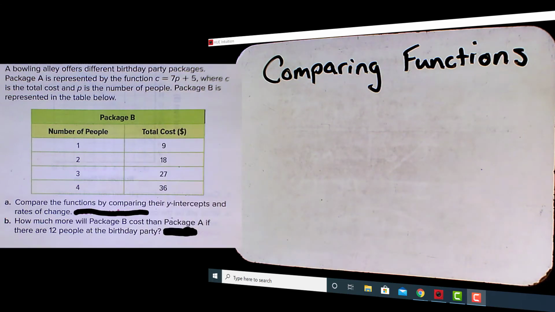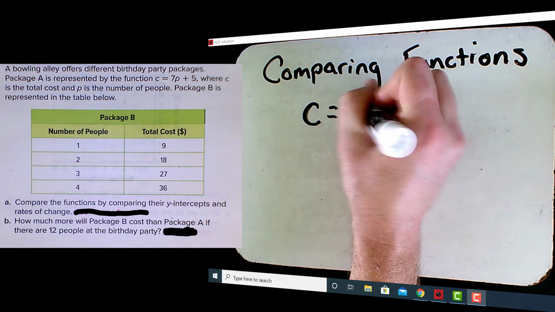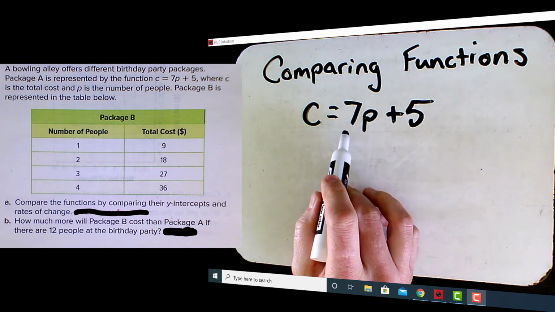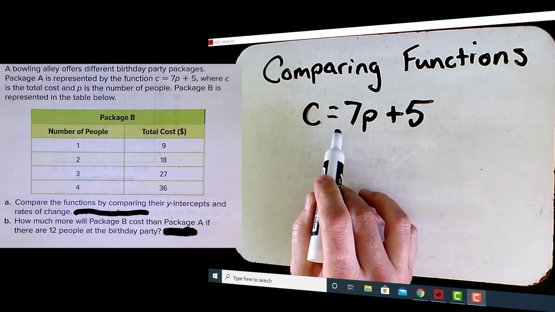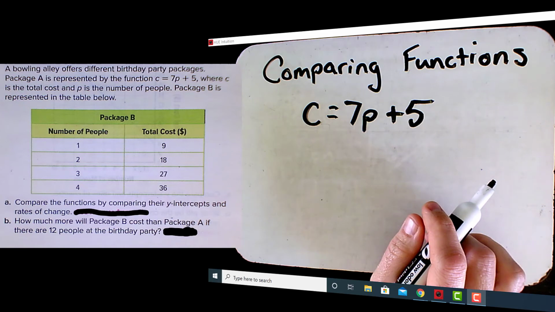Let's do another problem that requires us to compare functions. So here's our second problem. A bowling alley offers different birthday party packages. Package A is represented by the function C equals 7p plus 5. So I'm going to write that down. C equals 7p plus 5. So they've given me my first function in equation form. It goes on and says where C is the total cost and P is the number of people.